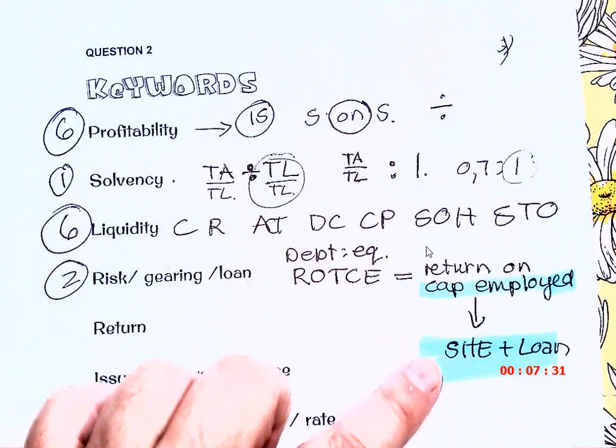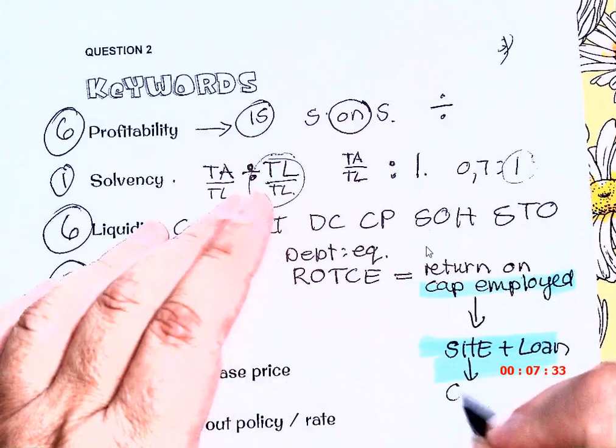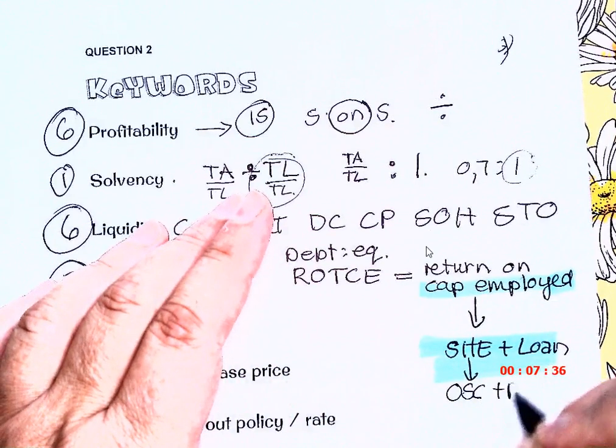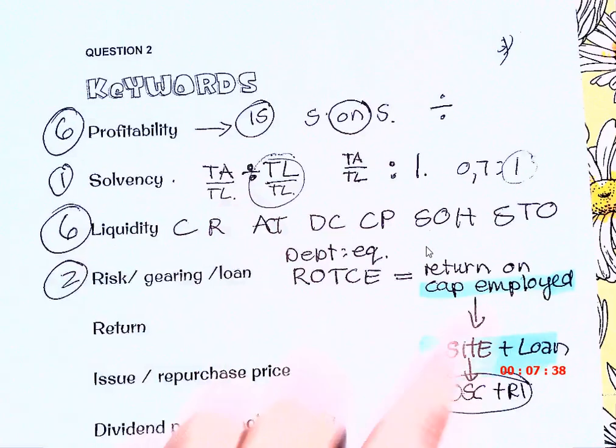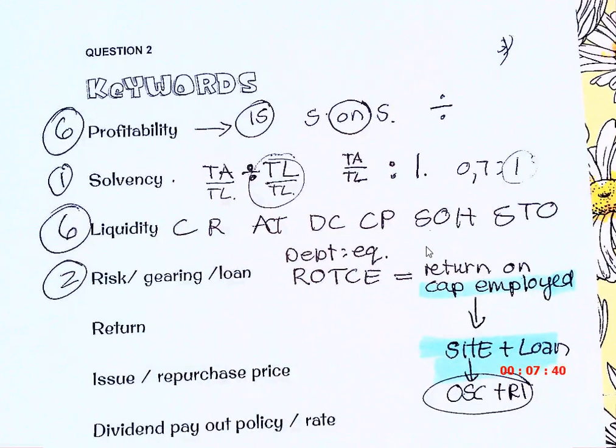What is SHE? It is ordinary share capital and retained income. Can you see, capital employed is the money working for the company. Now if you're employed, you work for the company. So this is the financing of the company. How is the company financed? It's financed by the shares it issued, the money it saved from the profit, and loans. Can you see that? Okay.